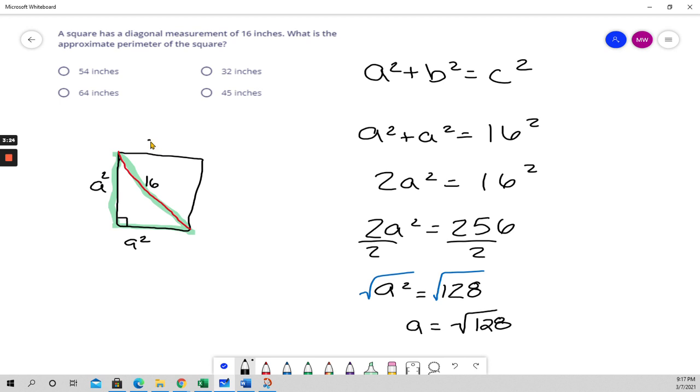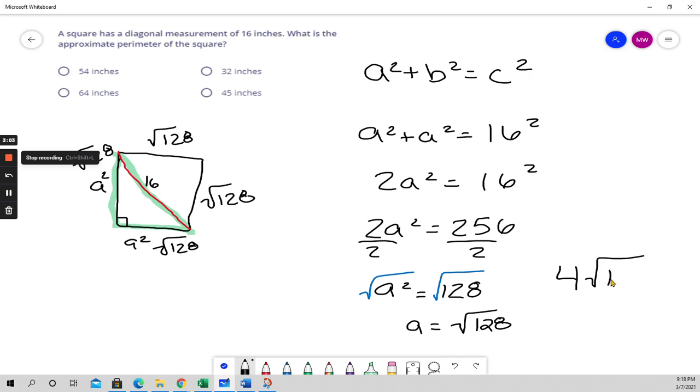So that means this is the square root of 128, this is the square root of 128, and this is the square root of 128, and this is also the square root of 128. Or 4 times the square root of 128. So 4 times the square root of 128 equals approximately 45.